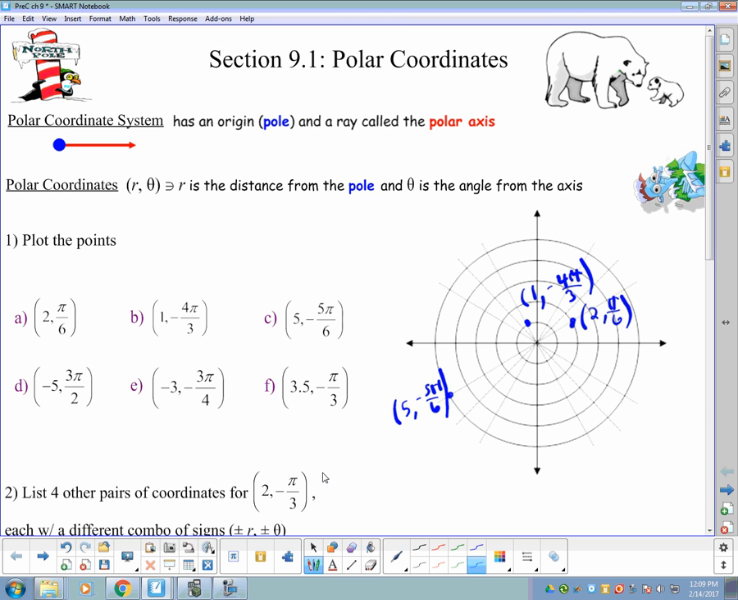And then the next one, we're going to do an angle of 3 pi over 2 first. So 3 pi over 2 would bring me all the way around to this ray right here. So going all the way around this way over to that ray. And then I'm going to go negative 5.